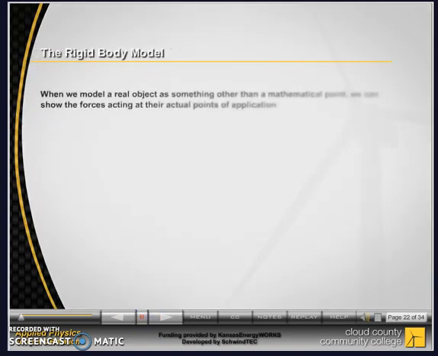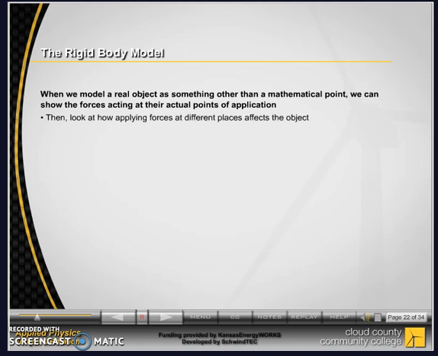When we model a real object as something other than a mathematical point, we can show the forces acting at their actual points of application. Then we must look at how applying forces at different places affects the object. The basic effect of forces applied at different points is to cause the object to twist or turn.